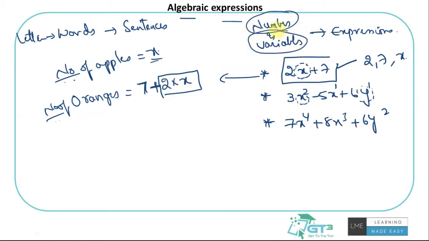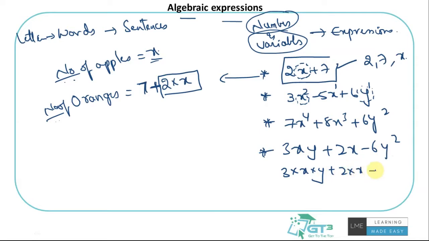Add them, multiply them. Sometimes I can also have an expression like 3xy plus 2x minus 6y square. What is this? 3xy is 3 into x into y, plus 2 into x, minus 6 into y into y. Right? That is what y square is, y multiplied 2 times.